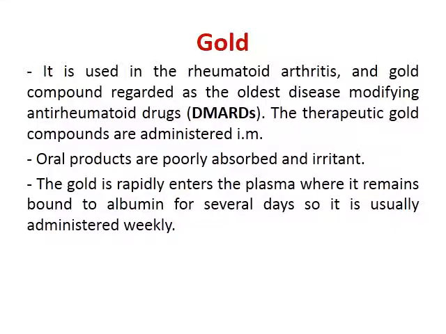The third non-essential element in our lecture today is gold, and it is used in rheumatoid arthritis, and gold compounds are regarded as the oldest disease-modifying anti-rheumatoid drugs. The therapeutic gold compounds are generally administered intramuscularly. Oral products are poorly absorbed and irritant.